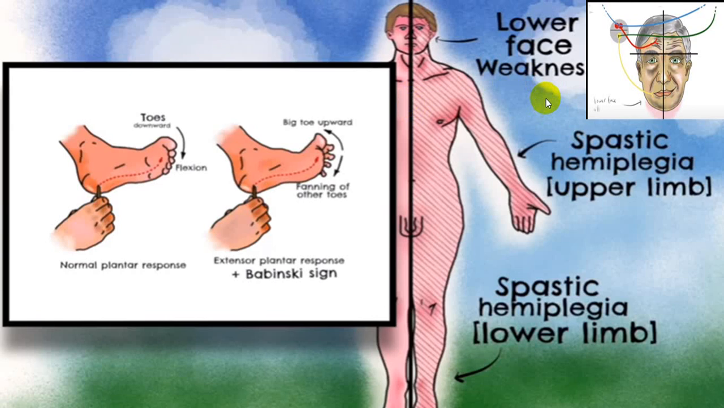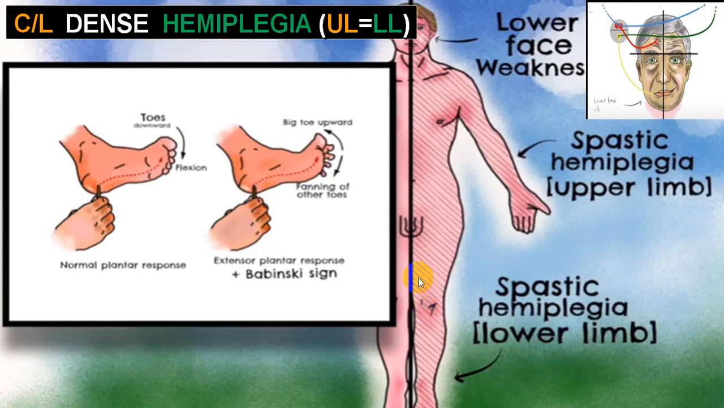You will have damage to the lower half of the face, and on the same side you will have a spastic hemiplegia of the upper limb as well as the lower limb. This will be in a recovery phase, but during the acute episode you can have a flaccid paralysis which will soon become spastic, and the plantar reflex will be extensor.